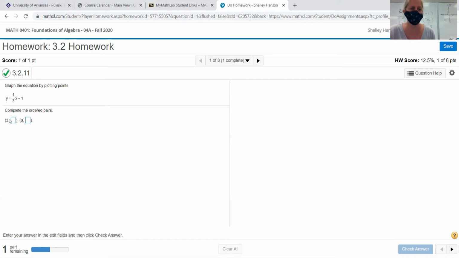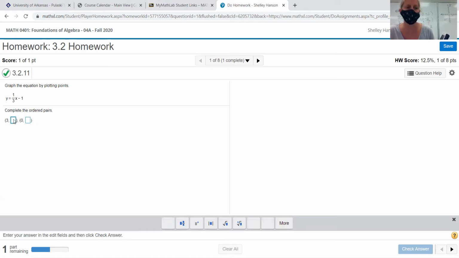Now, looking at your screen, what points does it want me to use? It says complete the ordered pairs. So it wants me to use this first point where the x is 3. So here's where you would go to second table, and then go down until the x is 3. Well, there's where x is 3. Look at the y that goes with it. The y that goes with it is 0. So I don't have to do that. I just go ahead and trust my calculator that it's done the math for me. So there's the first point.